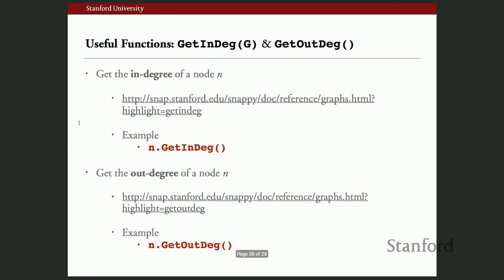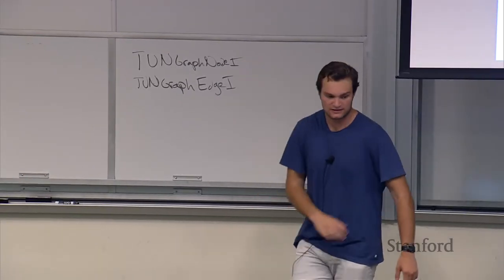The other useful functions: if you want to know the in or out degree of a node, you can use it with this. This is again one of the things that you can do with a graph node iterator object.